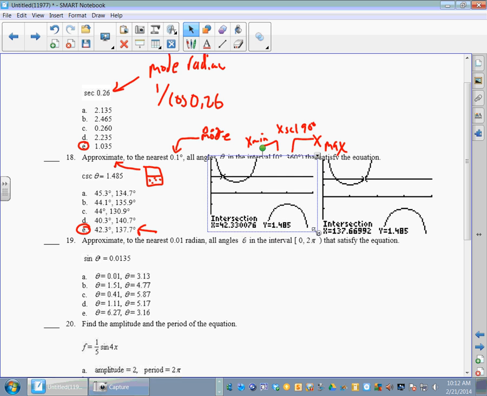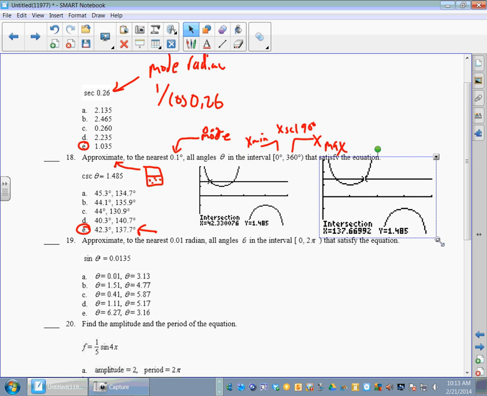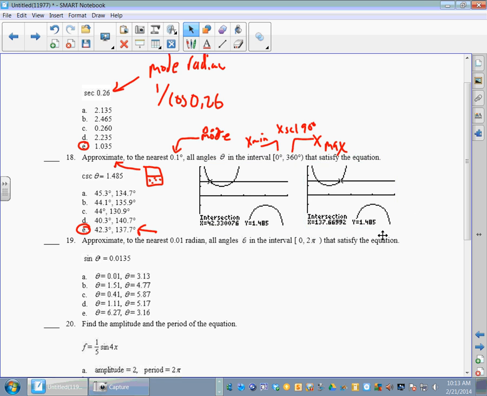Could you just set it up like in a unit circle? You could. You have to know there's two of them. And you have to know the y coordinate is 1.485. Okay? That's another way of doing it. Degrees are easy. Radians are just a little bit more challenging. Same situation.